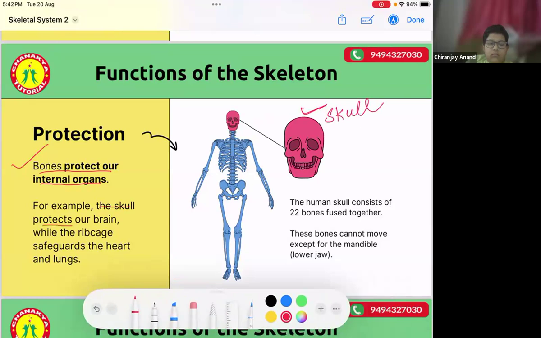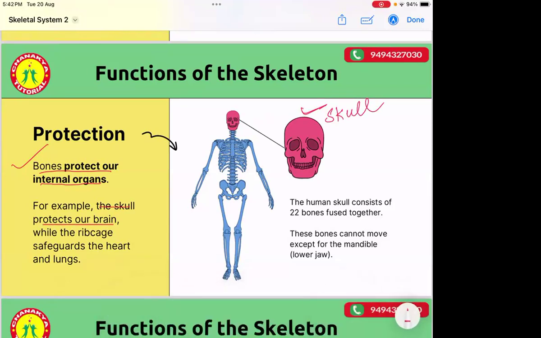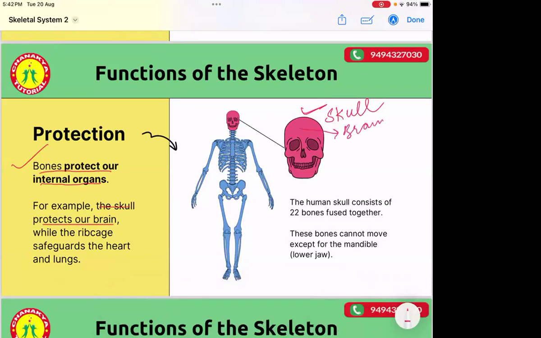So they protect our brain. What will they be doing? They will be protecting our brain. So inside the skull here, what will be there? The brain will be there.